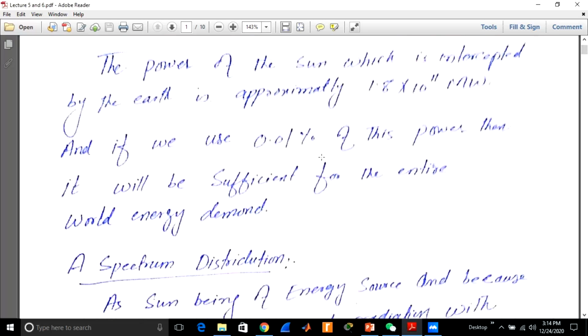And people are doing some research on this side to use the maximum power from the sun. So you should know the amount of power that comes from the sun to the earth, which is 1.8 × 10^11 megawatt. But if you use 0.01% of this power, it will be sufficient for the entire world energy demand.